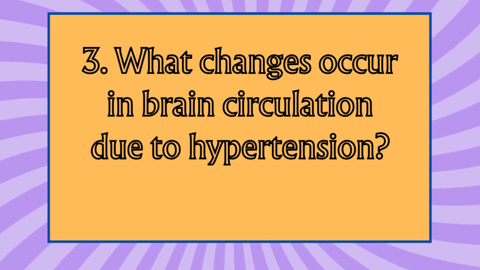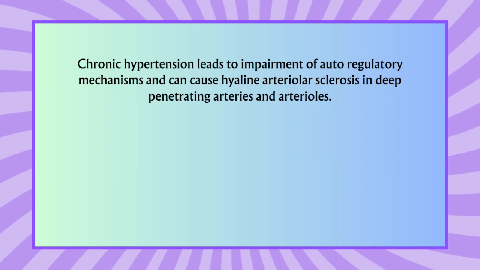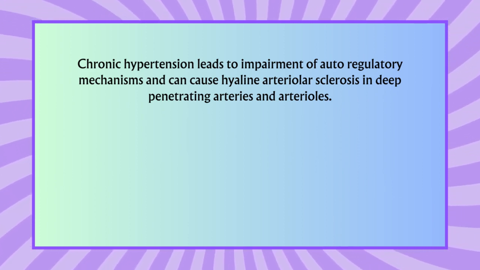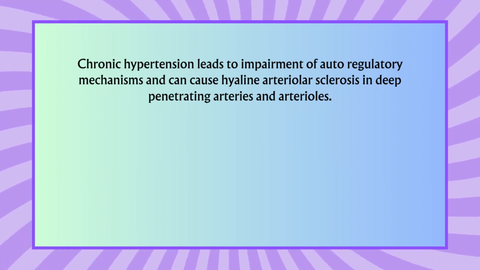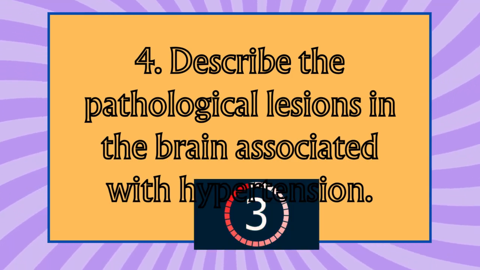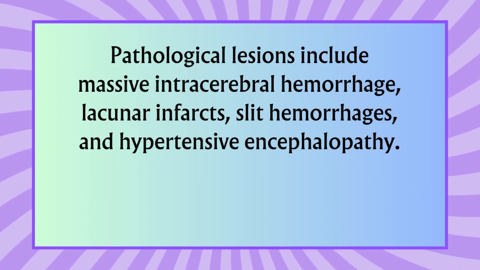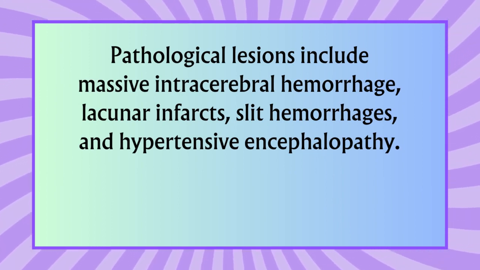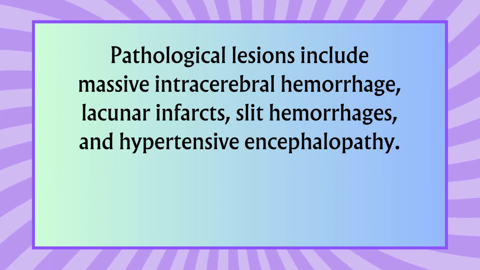3. What changes occur in brain circulation due to hypertension? Chronic hypertension leads to impairment of autoregulatory mechanisms and can cause hyaline arteriolar sclerosis in deep penetrating arteries and arterioles. 4. Describe the pathological lesions in the brain associated with hypertension. Pathological lesions include massive intracerebral hemorrhage, lacunar infarct, slit hemorrhages, and hypertensive encephalopathy.